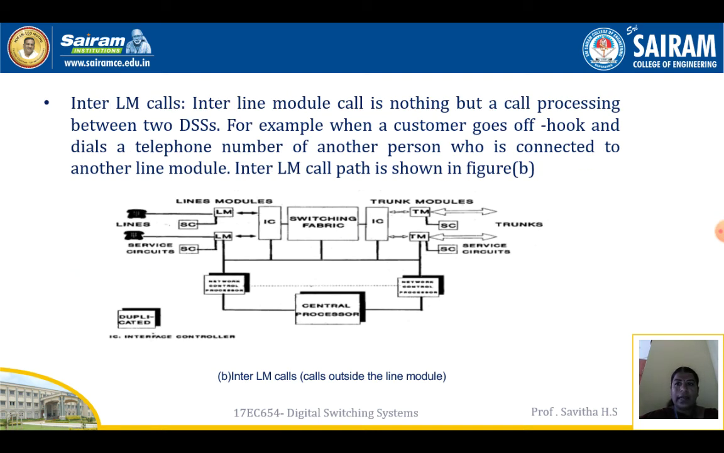The inter-LM calls. An inter-line module call is a call processed between two line modules of the DSS. For example, when a customer goes off-hook and dials the telephone number of another person who is connected to another line module, the inter-LM call path is as shown in the figure.